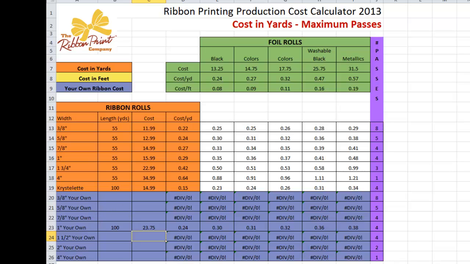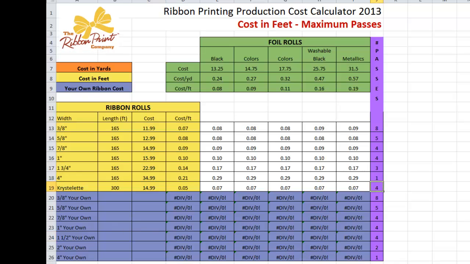Now let's move over to this next worksheet that's in feet. You'll see it's virtually set up the exact same way, but now it's being calculated in feet. And so just really quickly, a 5/8 inch ribbon that you purchased from the Ribbon Print Company, and you're using one of the colors, let's say maybe it's a burgundy, costs you 8 cents per foot to print.